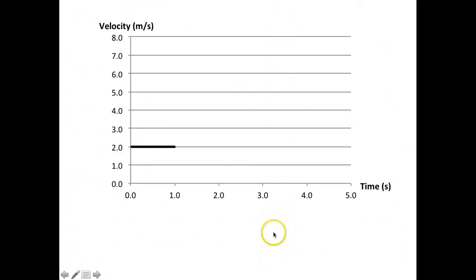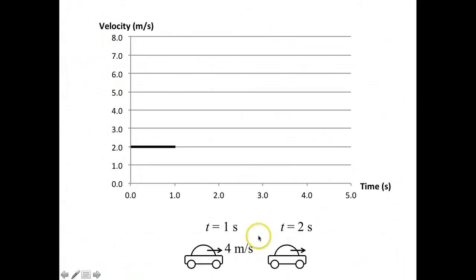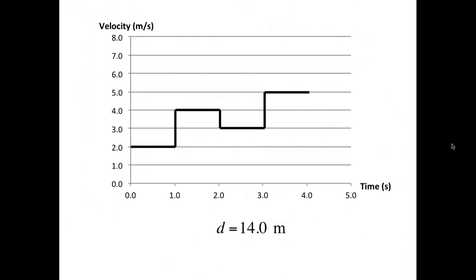And then, here's the second interval down on the bottom. The speed jumped up to 4. So it jumps up on the graph to a y value of 4 meters per second. And it stayed there for the entire interval. And then it jumped to 3. So it fell down, and it stayed there for the entire third second. Let me bring up the last segment. It jumped up to 5, and it stayed there for the entire final second. When we calculate our distance this way, we got a value of 14 meters.